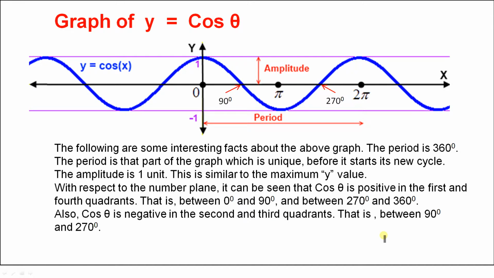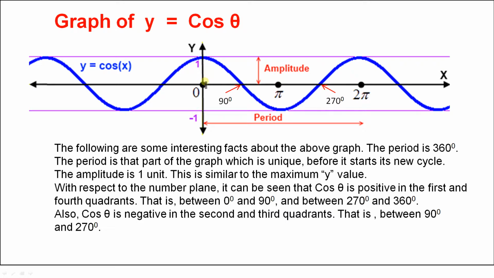The graph of y equals cos theta. The following are some interesting facts about the above graph. The period is 360 degrees. So the period, remember, is that part of the graph which is unique before it starts its new cycle. So if the cycle starts here, goes down there, up there, to this point, and then it starts a new cycle again. So that's why you can see that the period is 360 degrees. From 0 to 2 pi is 360 degrees.